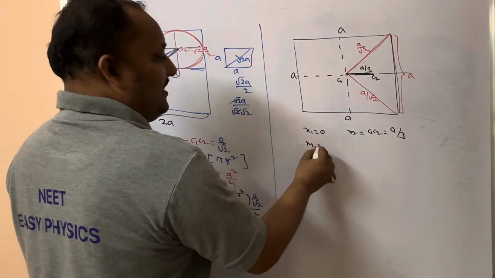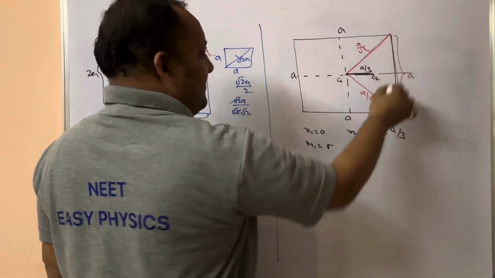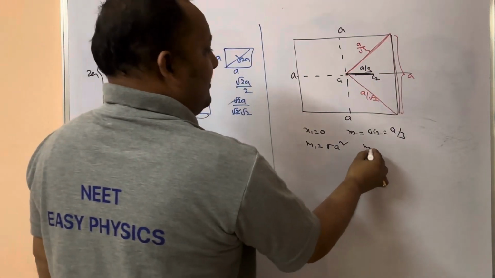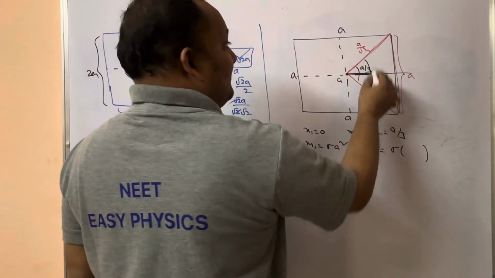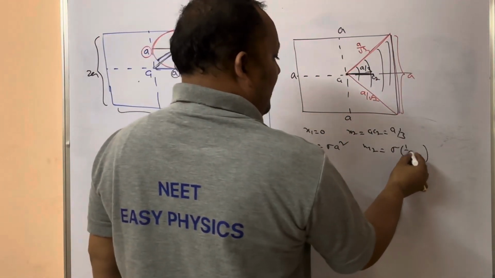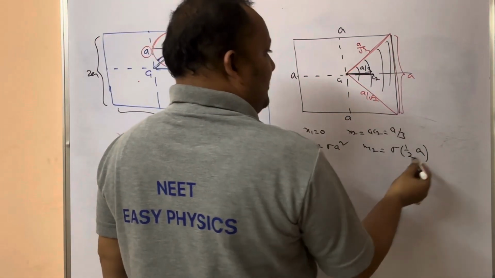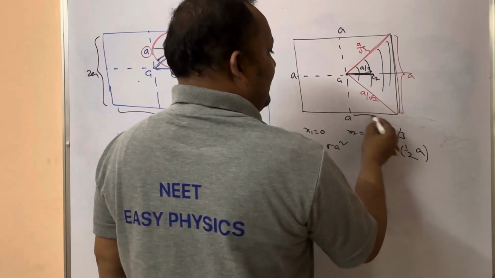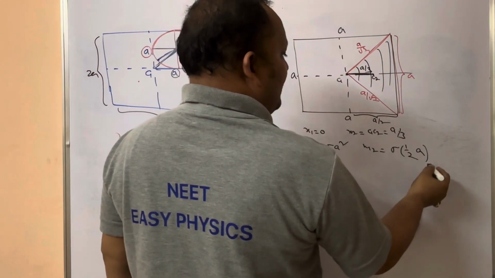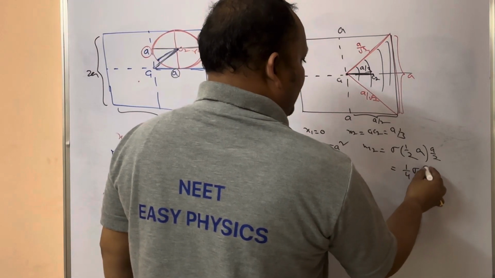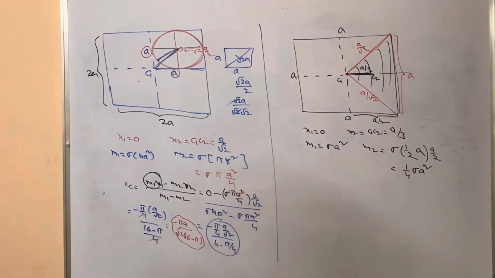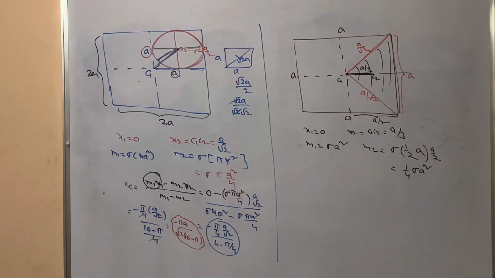Correct? M1 is sigma, what is the square portion area? a square. M2 is sigma, what is the area of this triangle? Area of the triangle is half base into height. What is this height? Height is going to be a by 2. So therefore, 1 by 4 sigma a square. Isn't it? So you have to take care about the area of the triangle.